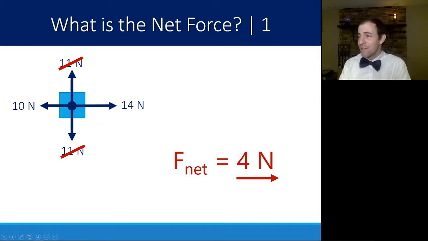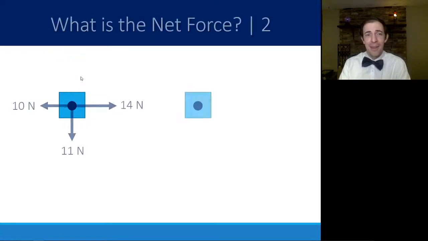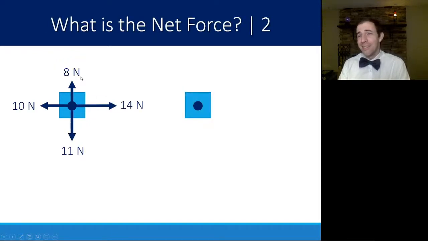Sometimes, though, these forces don't cancel out. So if instead of 11 newtons going up, I end up with 8 newtons going up, these don't cancel each other out perfectly anymore. So we need to look at the horizontal and the vertical components separately and simplify things down.